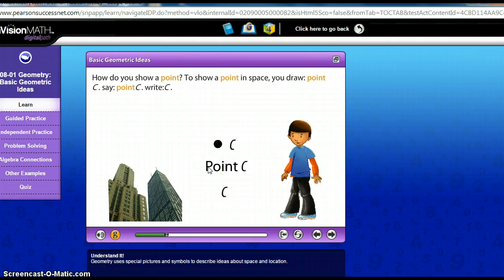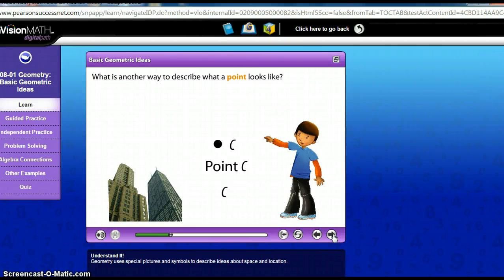But just like on your morning work this morning, I think there was a question just like this, okay, with a point, and you only write the letter when you're writing the answer, okay? So if it says what point is on the line, you would just write C. You don't have to write point C. You don't have to make a dot into C, just C.